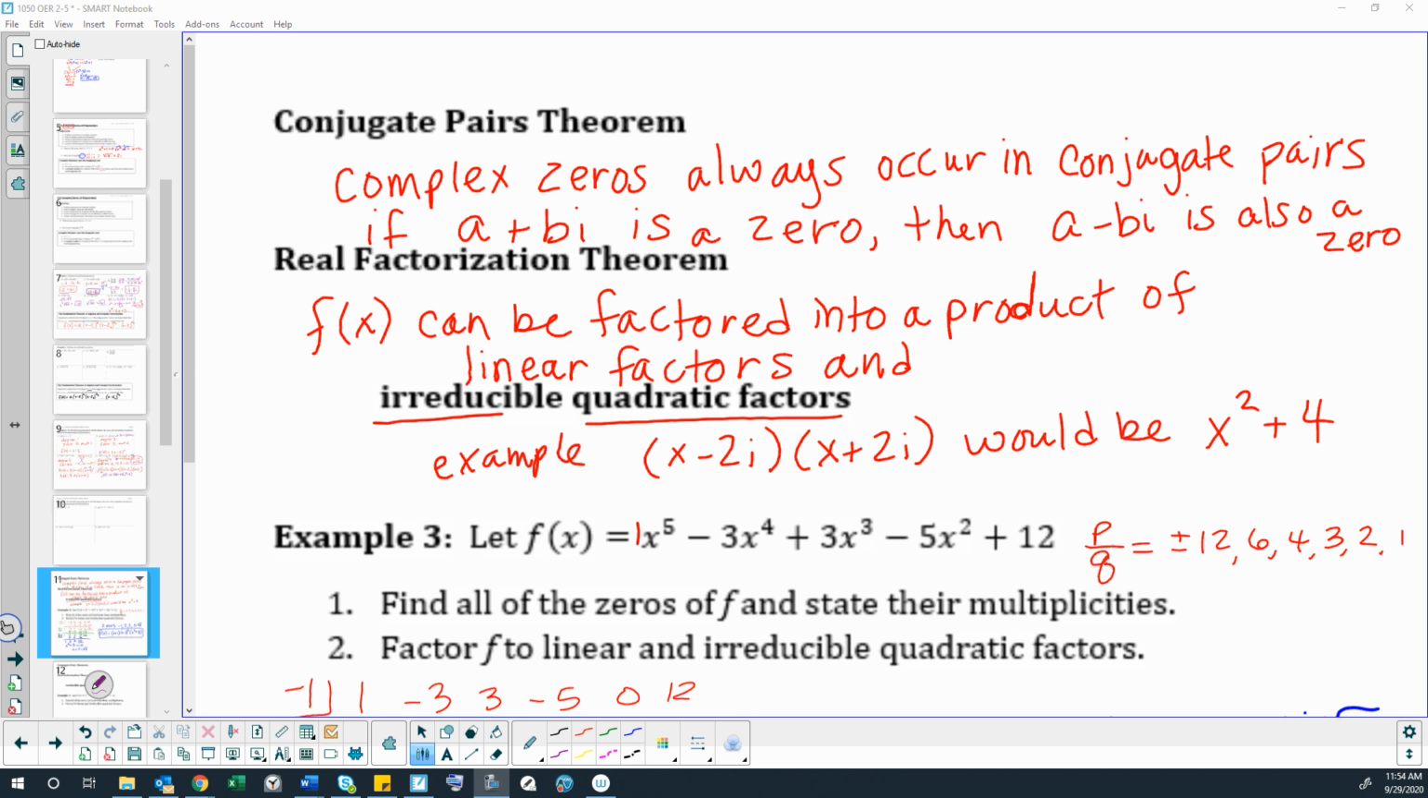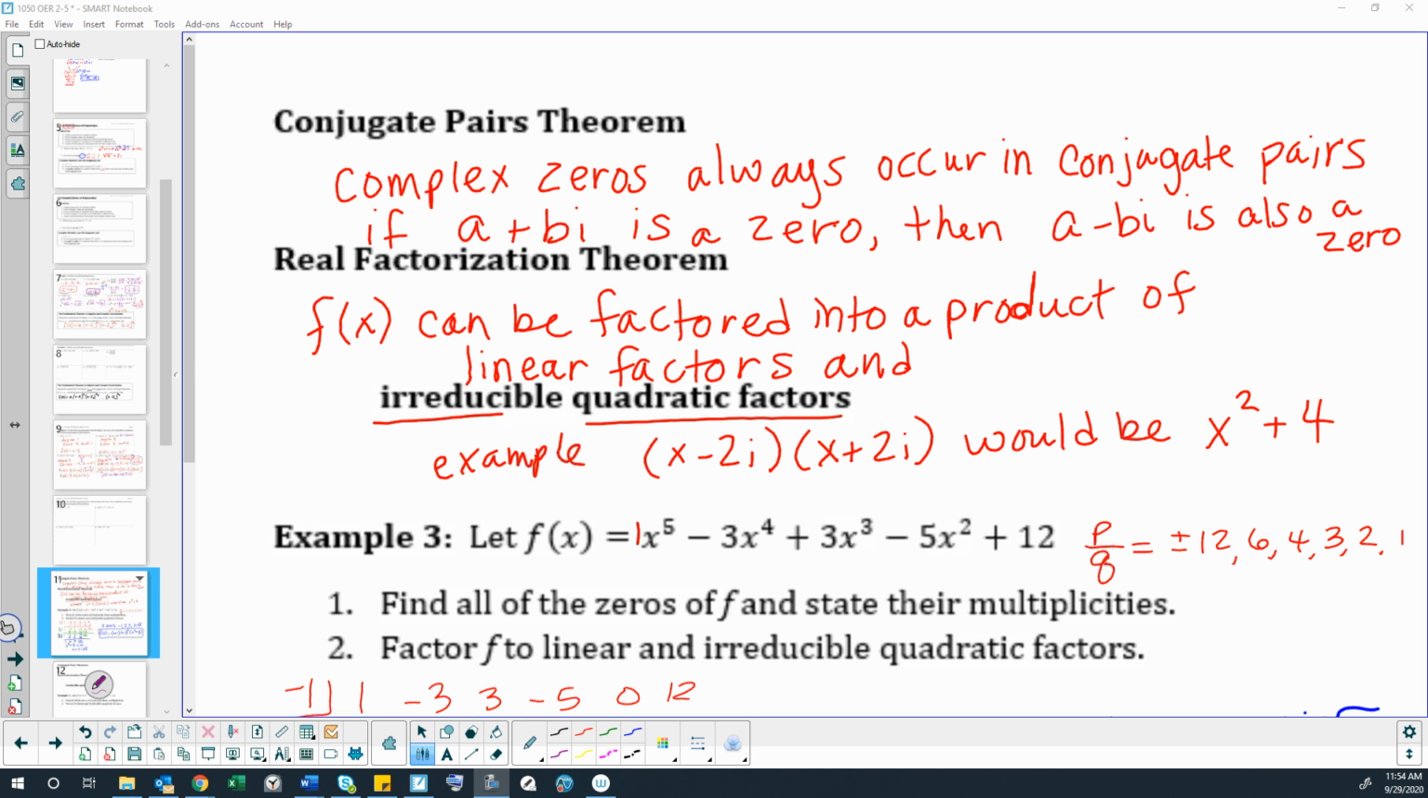Okay, so the real factorization theorem says f(x) can be factored into a product of linear factors and irreducible quadratic factors. Like we just saw on the previous page, we don't really usually leave factors with imaginary numbers. We usually multiply those out and call them irreducible quadratic factors instead. This is kind of like good math manners, bad math manners. It's not really wrong. It's just that we like everything we do to be in the real number system. And so by multiplying that together, we get this.